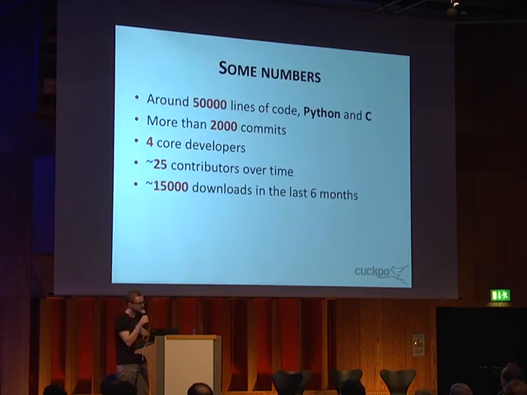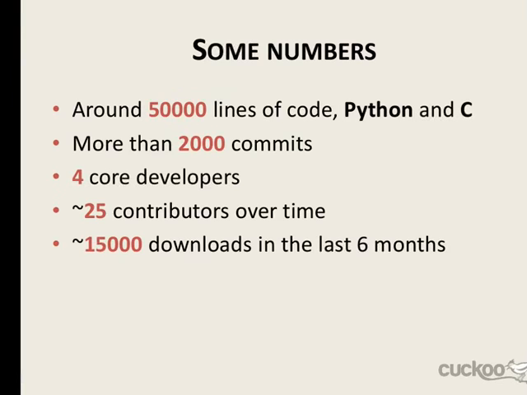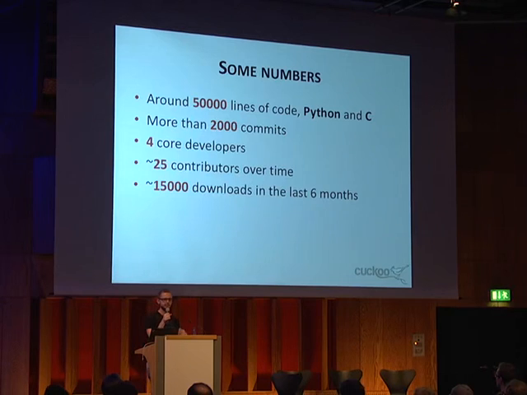Some quick numbers: it has around 50,000 lines of code, mostly Python and C. We produced more than 2,000 commits, which is not really relevant because we commit one-liners and things like that. We are 4 core developers, but there's a large number of contributors that submit patches or regularly add new functionalities. Is Thorsten here? Yeah, he is one of our main contributors.